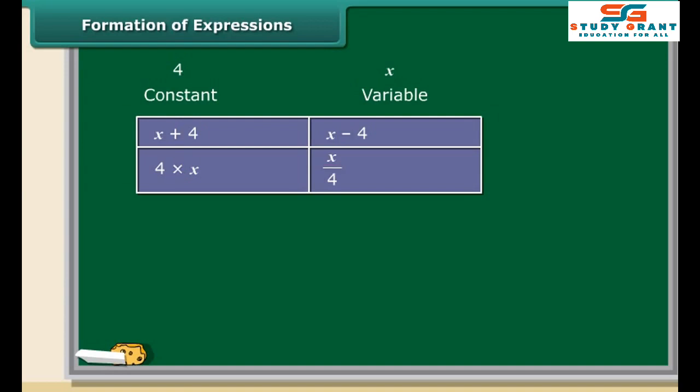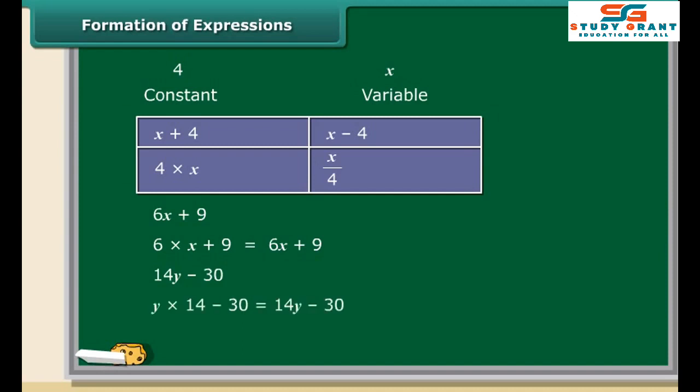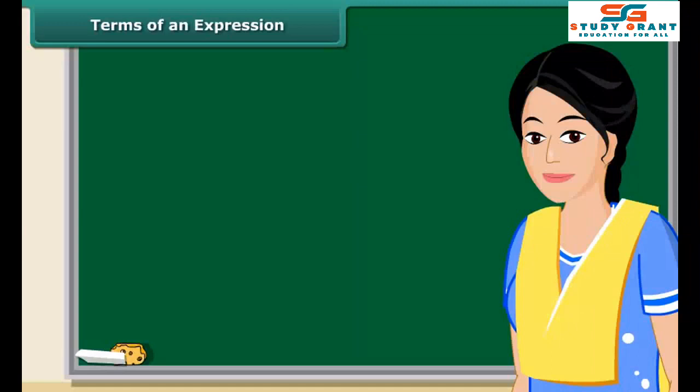Let us see how the algebraic expression 6x plus 9 is formed. It's really simple. First multiply variable x with constant 6. Then add a constant 9 to the product. Similarly, 14y minus 30 is obtained by first multiplying y by 14 and then subtracting 30 from the product. So, children, you see these expressions were obtained by combining variables with constants. You can also obtain expressions by combining variables with themselves or with other variables.